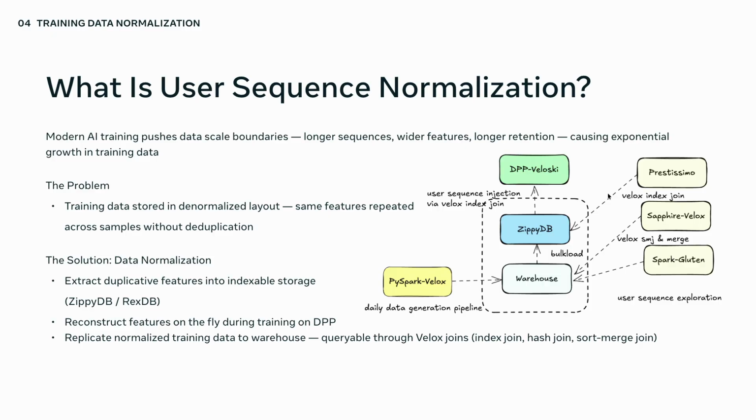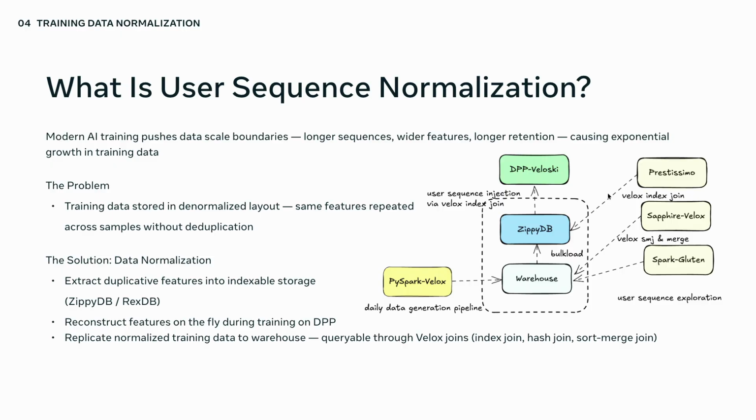The solution is the training data normalization. So basically, we extract the duplicate user sequence into an extendable, indexable storage system like RocksDB and ZippyDB. And then when DPP, Meta's internal training framework, does the training, it will join the user sequence from ZippyDB through the user ID and the time range from the training sample, and then merge with other remaining features to reconstruct a complete training sample for training.